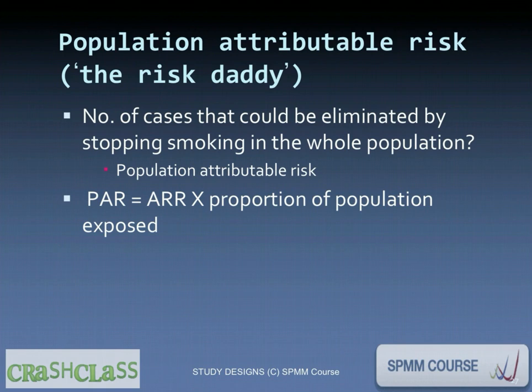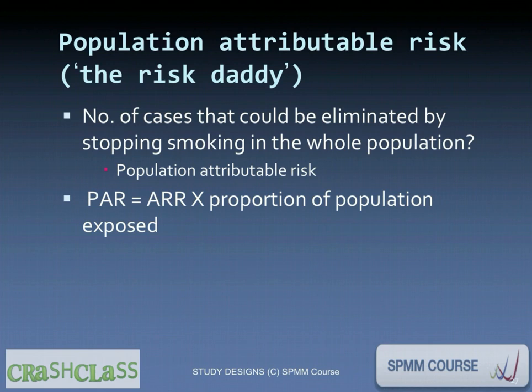So if somebody asks you how many cases of lung cancer can you prevent by completely stopping a population from having access to cigarette smoking, that number can be given by PAR. So to calculate the number, you need two things. One, you need ARR, absolute risk reduction or attributable risk, and you multiply that ARR by the proportion of the population that is exposed to the risk factor that you are interested in. So in this case, you will multiply that by the proportion of population that is smoking.